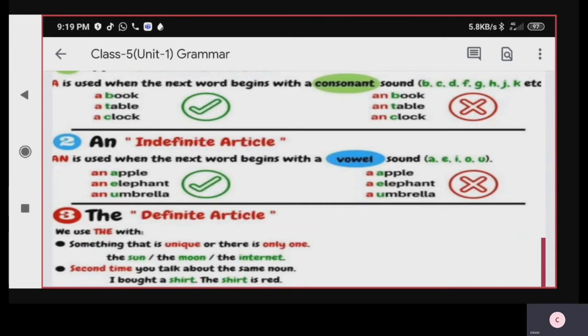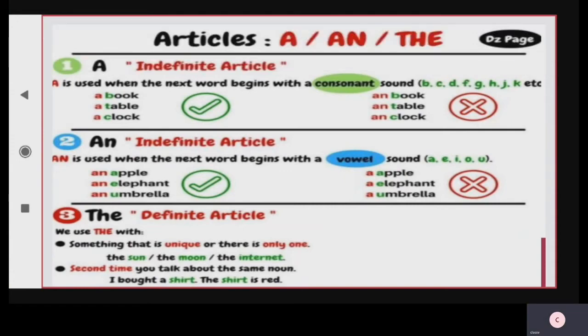Next, the. The is the only definite article in English. Children, we use the with something that is unique or there is only one. We use the before the word which is unique or there is only one. Example, the sun, the moon, the internet. These are unique nouns, means one of its own kind.